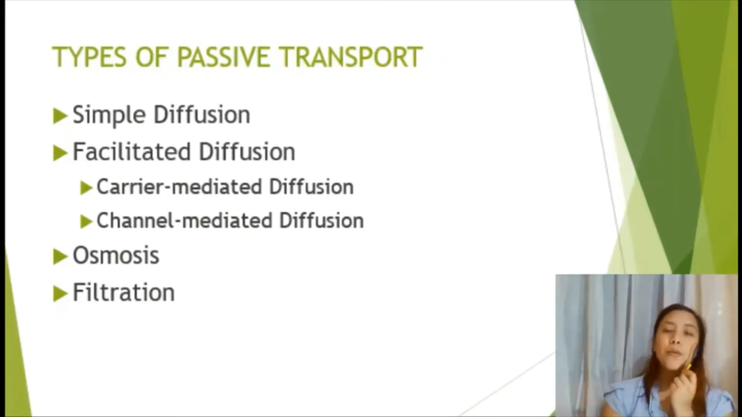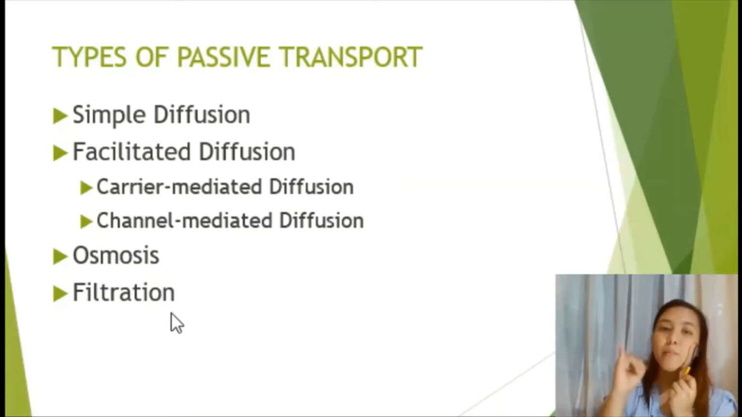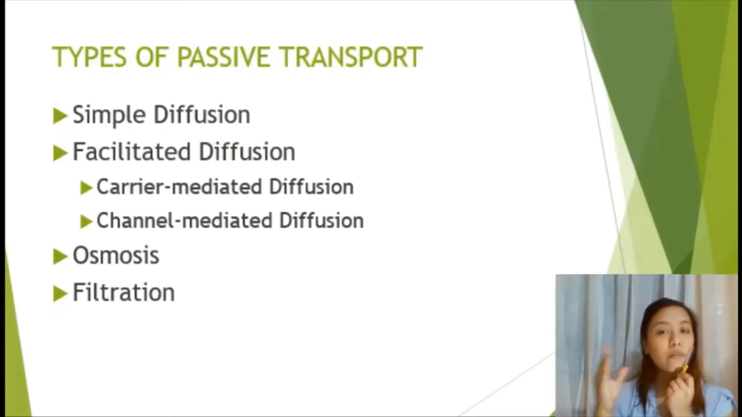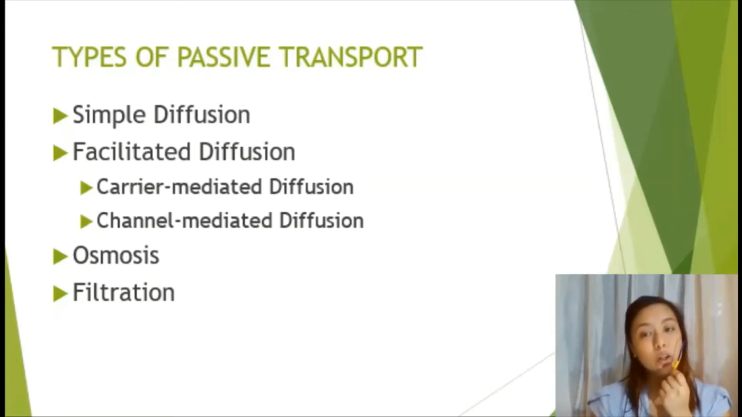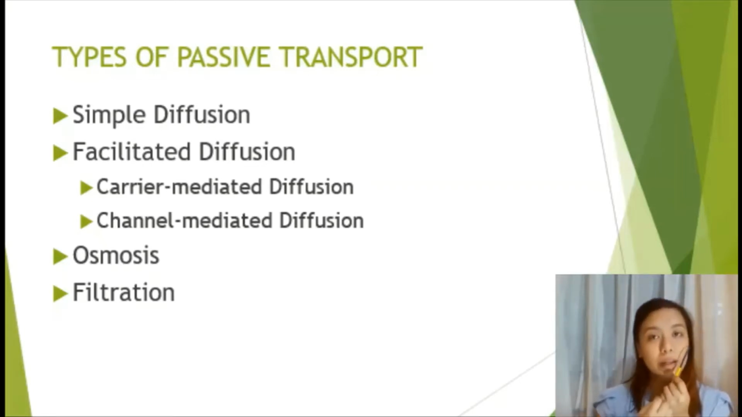Okay? So, now, let's go to the different types of passive transport. We actually have 1, 2, 3, and 4. First, we have the simple diffusion. We've already tackled the theory of diffusion. It's just the movement of solute from higher concentration going to lower concentration. Now we have facilitated diffusion. It's the same as diffusion, it's just that we have carrier-mediated and channel-mediated diffusion. It means that we are using proteins and other channels present in the cell in order to transport a certain chemical or solute.